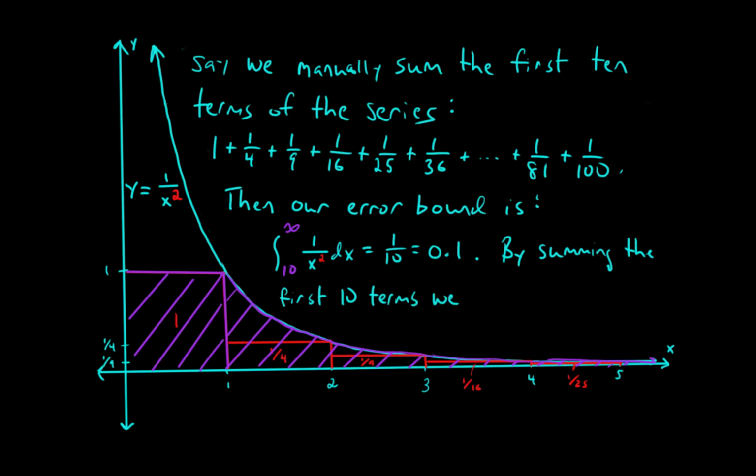If we summed the first 100 terms of this series, our error bound would be 1 over 100, or 0.01, and we wouldn't even be confident to 2 decimal places after summing 100 terms. We wouldn't be confident to 3 decimal places after summing 1,000 terms. 1,000 terms summed, and we're not even confident to 3 decimal places. I hope that gives you guys a sense of just how slowly this series converges.